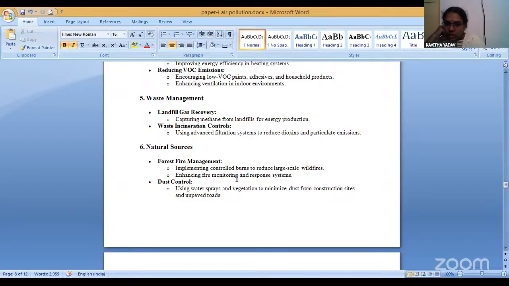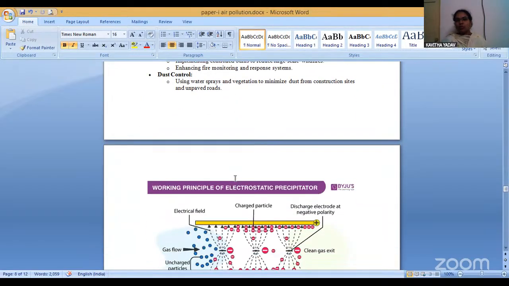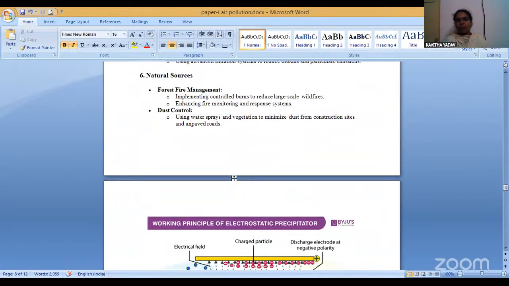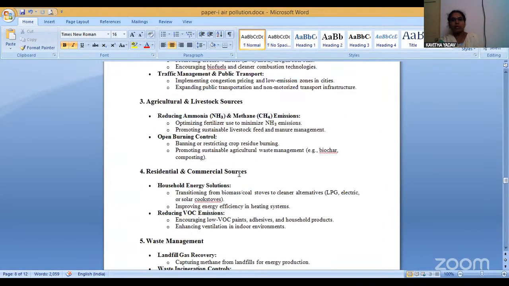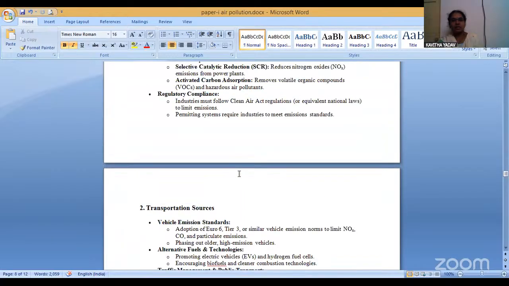The next one is dust control, using water sprays and vegetation to minimize dust from construction sites and unpaved roads. So dust control is one of the most important things. Okay. Then coming to the working principle of electrostatic precipitators. So where are the electrostatic precipitators?